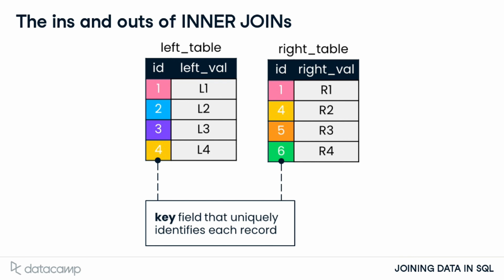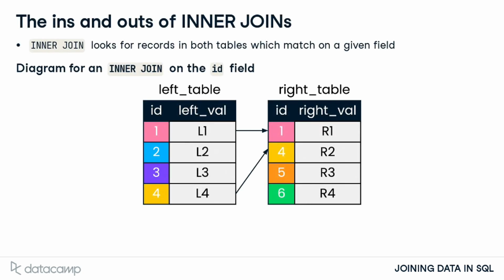Two tables, named left table and right table, are shown. Matching values of ID in both tables are shown in the same color. In both tables, the ID field is the key. A key is a single column or group of columns that uniquely identifies records in a table. Both tables also have fields called left val and right val, which will help visualize records returned after a join.